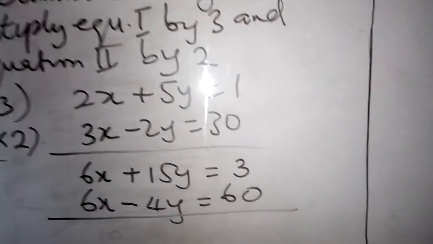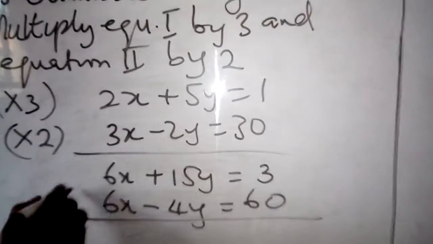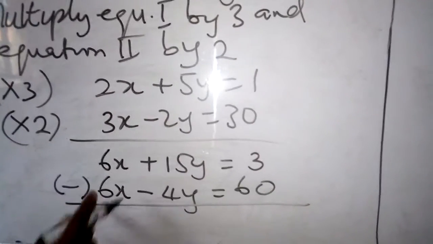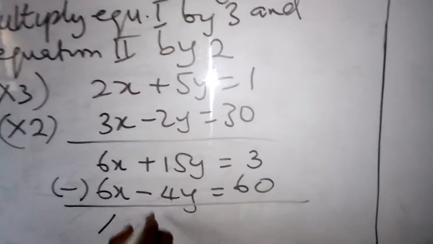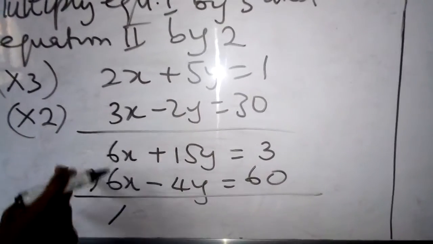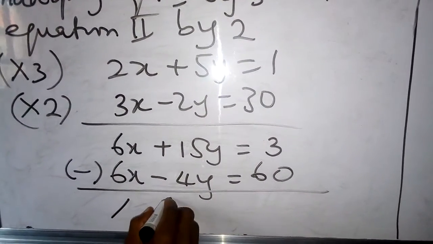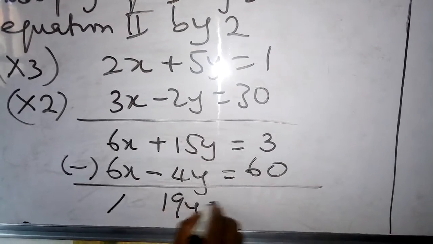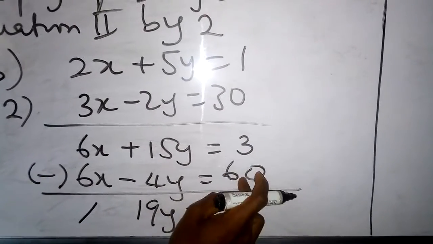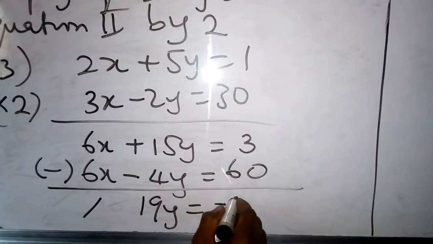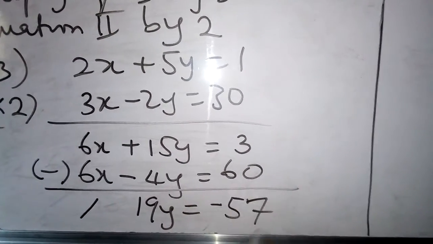We can eliminate now. 6 minus 6, let's use subtraction because of the positive sign. 6x minus 6x will give us 0. We have 15y minus minus 4y, that will give us 19y. This is 3 minus 60, will give us −57.